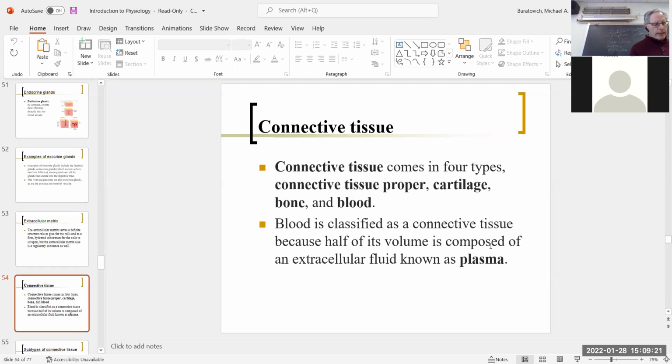Very good. That leads us. Are there any questions about epithelial tissue before we move on to connective tissue? All right. Let's talk now about connective tissue.